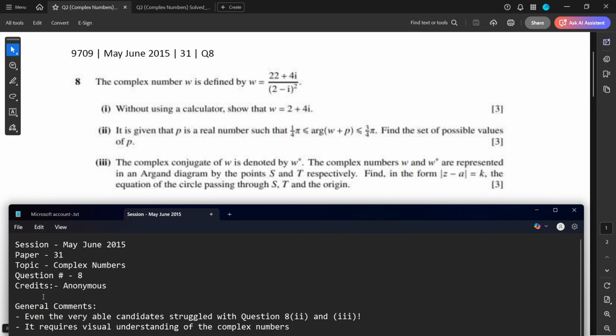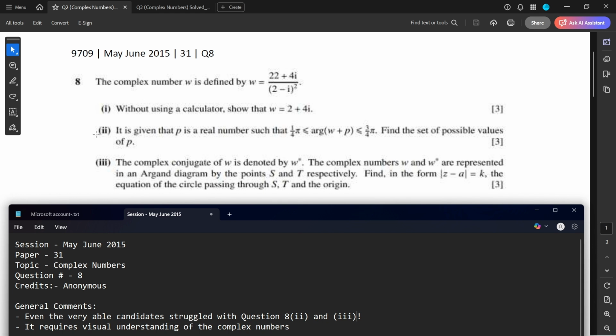Now let me show you the first general comment made by the examiner in the examiner report. Even the very able candidates struggled answering the questions of 8 part 2 and 8 part 3. The first part of this question is pretty simple, but part 2 and part 3 proved to be the most challenging, where part 3 is the one where students struggled the most.